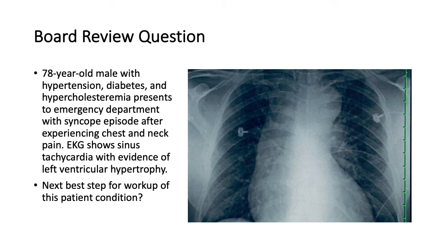Now we'll go over a couple classic but challenging board review questions that are representative of the style you may encounter in Step 2. This is a 78-year-old male with a history of hypertension, diabetes, and hypercholesterolemia who presents to the ED with a syncope episode after experiencing chest and neck pain. EKG shows sinus tachycardia with evidence of left ventricular hypertrophy. What is the next best step for working up this patient's condition?